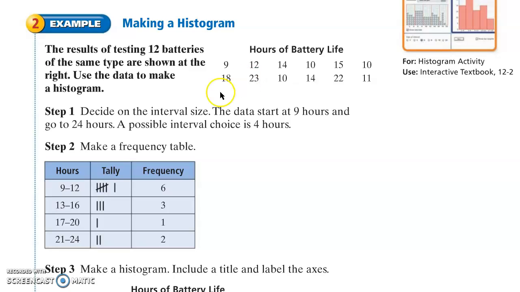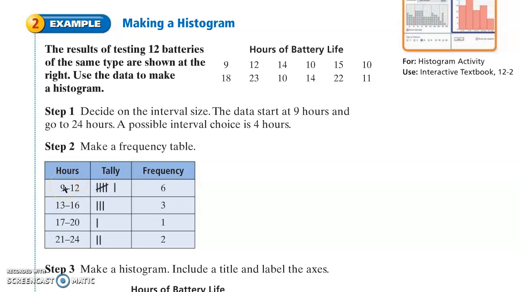So what they decided to do is to make every interval 4 hours. They said from batteries that lasted 9 to 12 hours, 9, 10, 11, 12, that's 4 hours. And then they said the next 4-hour interval would be 13 through 16 hours. And the next 4-hour interval will be 17 through 20, and the next one will be 21 through 24. So they decided these groups.